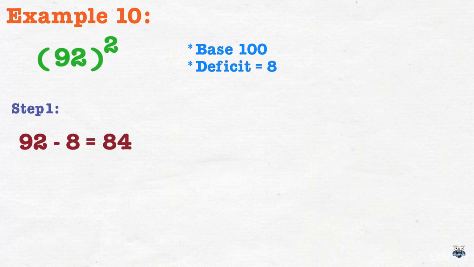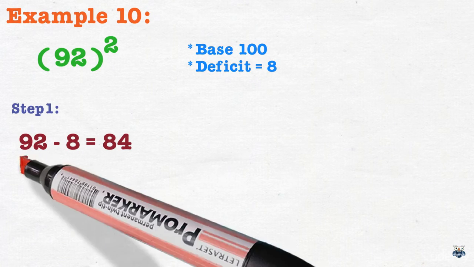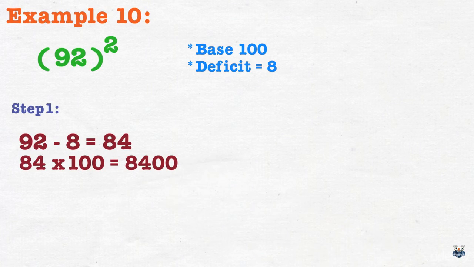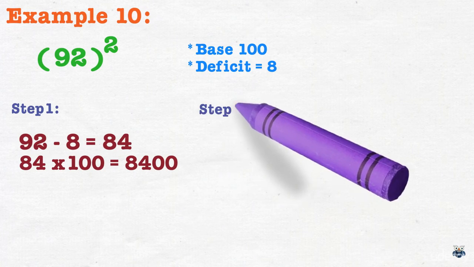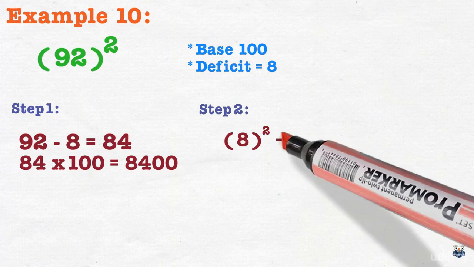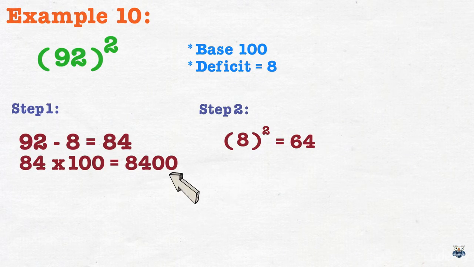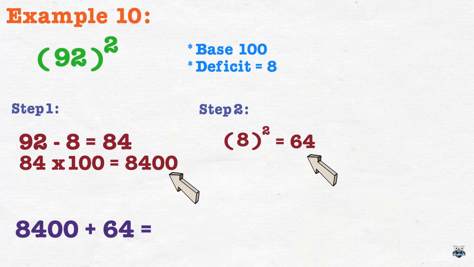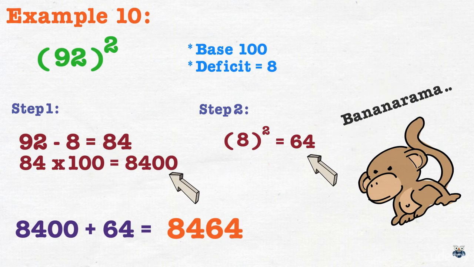We then multiply this result with our base. 84 times 100 is 8,400. We then find the square of the deficit. 8 squared is 64. And finally we add both results. 8,400 plus 64 is 8,464, our final answer. You may have noticed that both 93 and 92 were smaller than 100, our base.